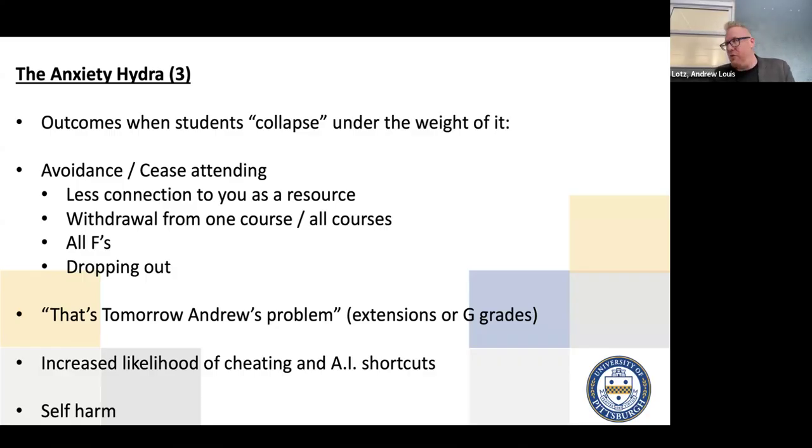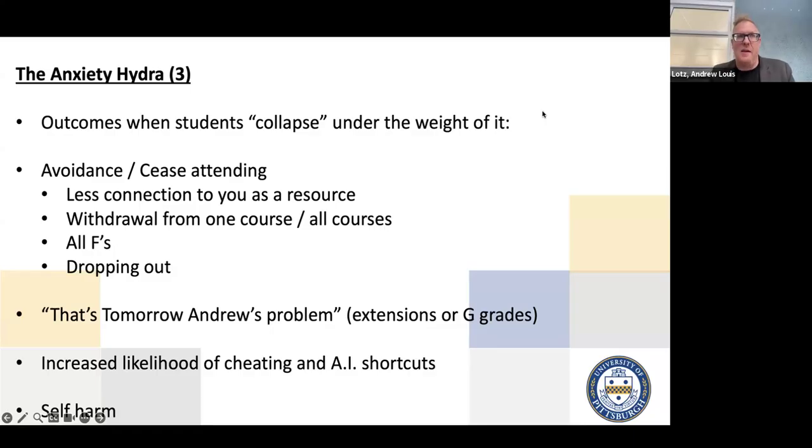They can do sort of that's tomorrow Andrew's problem activities, right? Which I'm notoriously bad at myself. This is a problem for tomorrow, Andrew. I'm not going to worry about it today, right? They can seek extensions with us, endless extensions, and many of you have experienced that on this call, right? The student who asks for so many extensions that they're not able to do the current work, and so they're asking for an extension to extend the prior assignment's extension grace, that can get out of control.